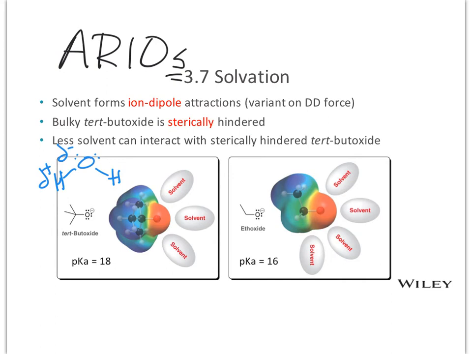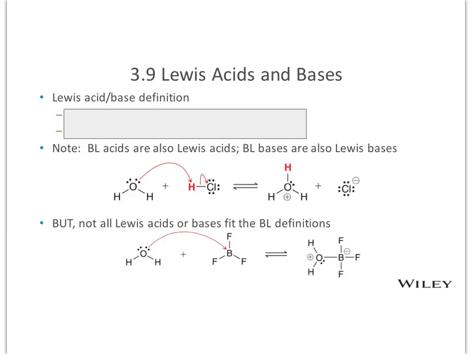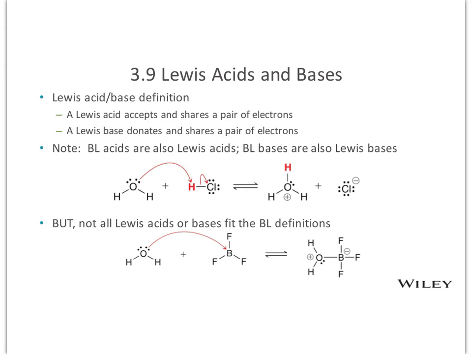All right, we have one last thing to talk about when it comes to acids and bases, and that is the issue of Lewis acids and bases. You hopefully remember the basics, no pun intended, of Lewis acids and bases from your sophomore chemistry class. Remember that a Lewis acid is something that can accept a pair of electrons, and a Lewis base is something that will donate a pair of electrons.